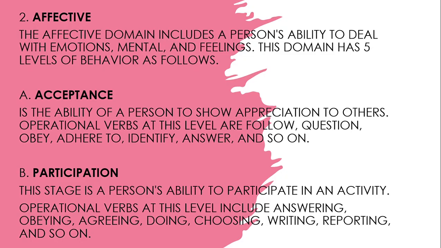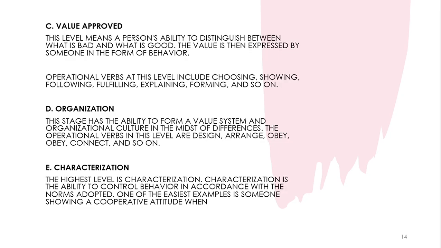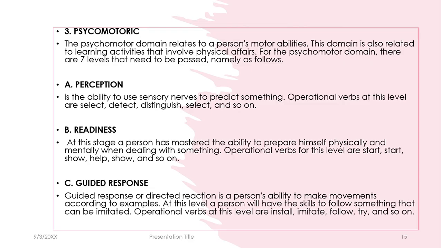About the affective domain. The affective domain includes a person's ability to deal with emotions, mentality, and feelings. This domain has levels of behavior as follows: acceptance, participation, valuing, organization, and characterization. And the last, psychomotor. The psychomotor domain relates to a person's motor abilities. This domain relates to learning activities that involve a cycle of phases.